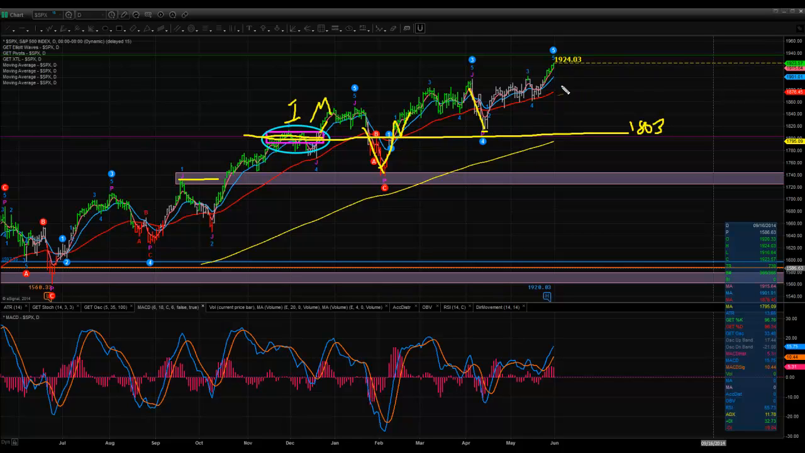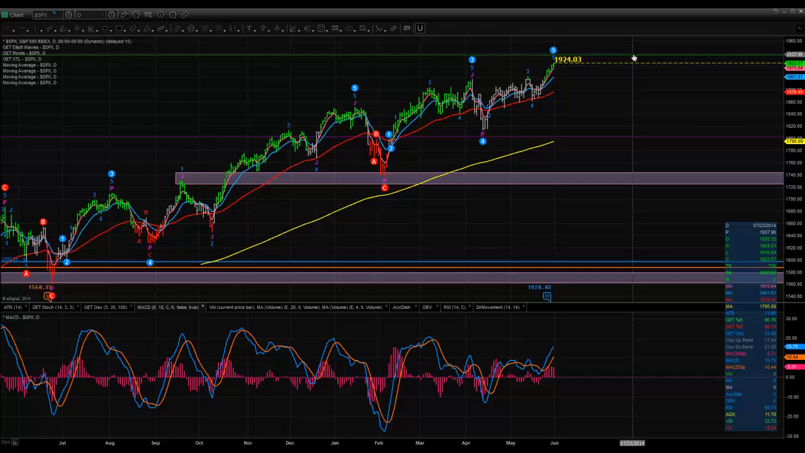Now you can see we hit a high here this past week at 1924.03 on the SPX. That was an intraday high. And you can see that where we're sitting is just slightly below that key pivot high on the monthly, which is not a pivot high, but a Fibonacci high there that I pointed out, okay?